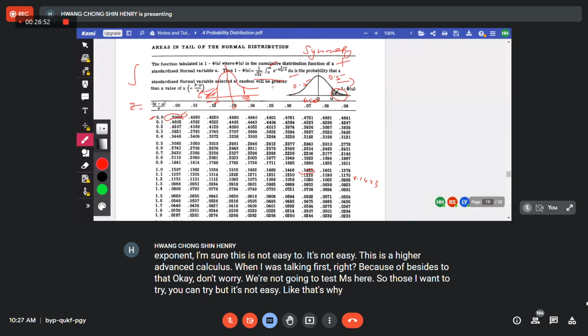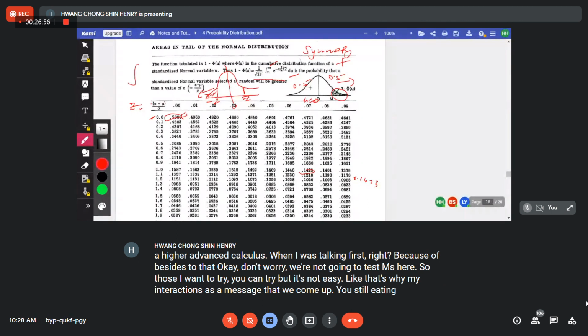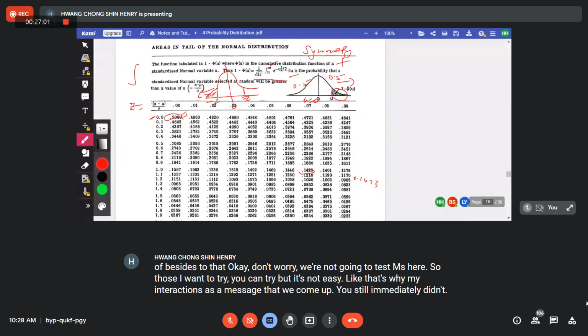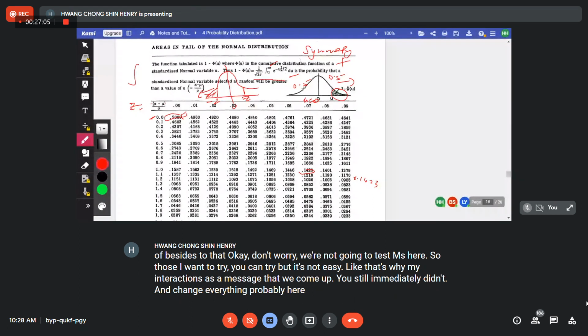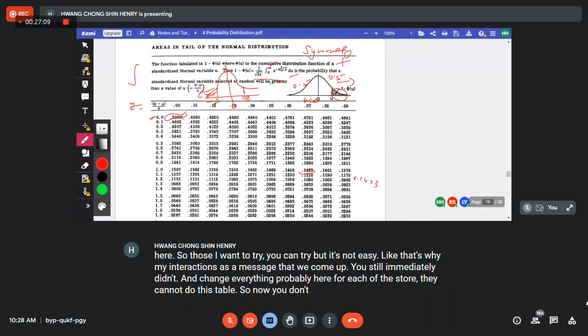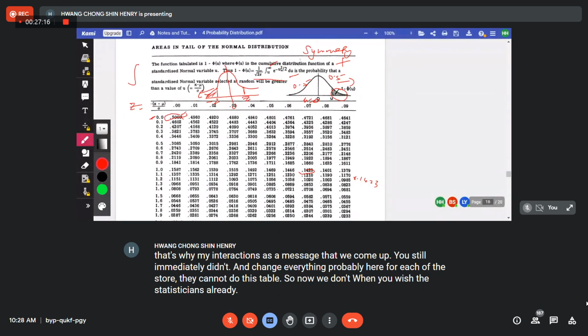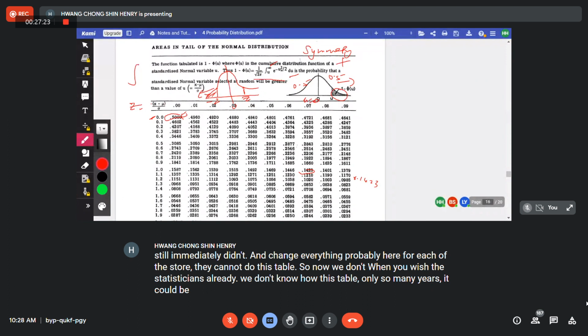That's why mathematicians came up with this. Instead of integrating one by one, the area from one point to another, they scrapped this idea. They changed everything. For probability here, for each z-score, they came up with this table. So now we don't learn the integration. We straight away pick the value which the statisticians already calculated. We don't know how they calculated. This table is already so many years old, it could be 100 years, we don't know.